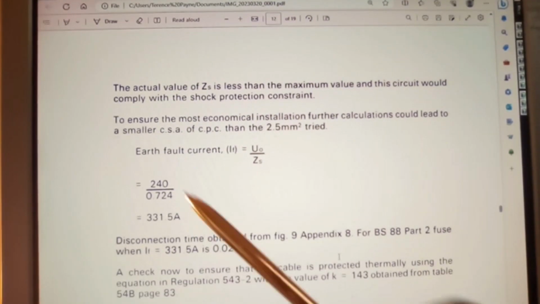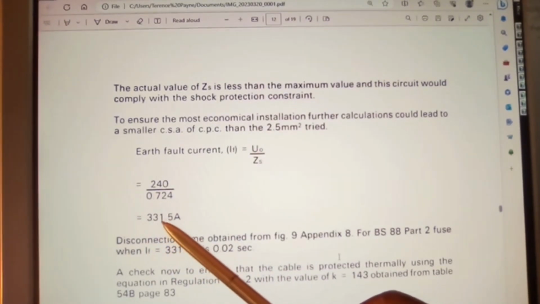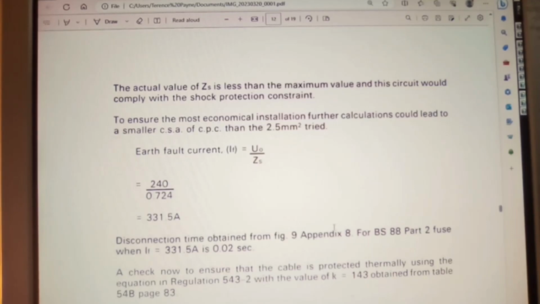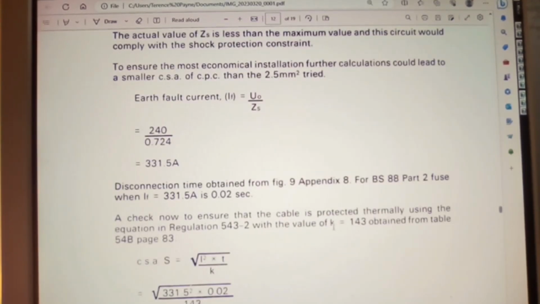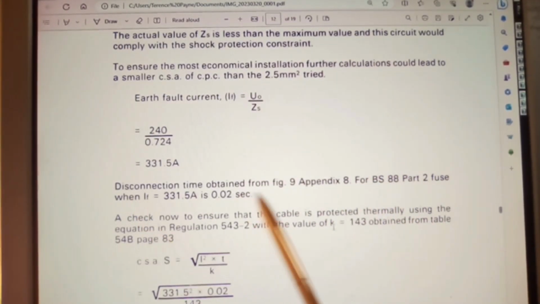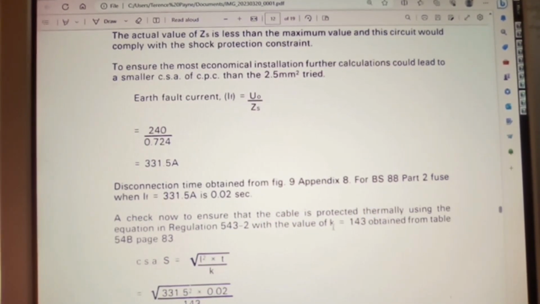So they're saying here that 331.5 amps would flow should a fault occur. Would the earth conductor handle that? Disconnection time obtained from figure 9, appendix 8 of BS 88 part 2. Now be aware of any changes within these parameters. 31.5 amps is 0.02 seconds.